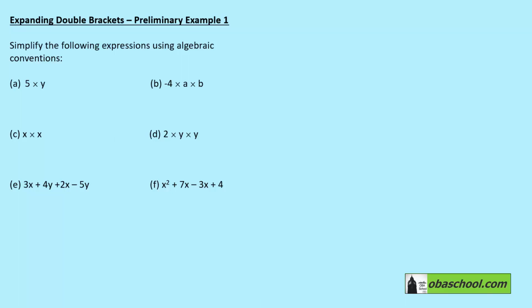Simplify the following expressions using algebraic conventions. So first we have 5 times y, and you should know that when writing algebraic expressions we don't put the multiplication sign in. So we would just call this 5y. The same thing here, we need to lose the multiplication signs and we write that as negative 4ab.